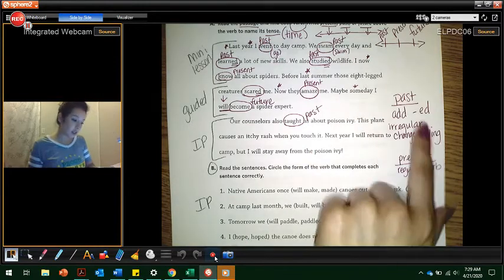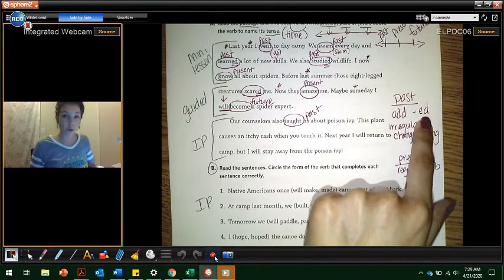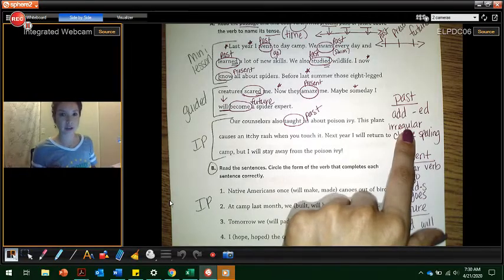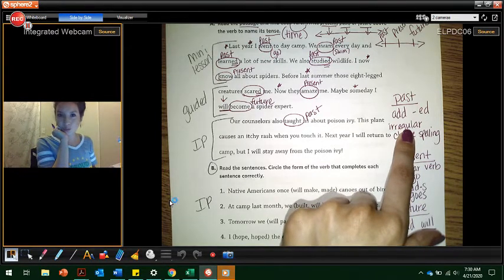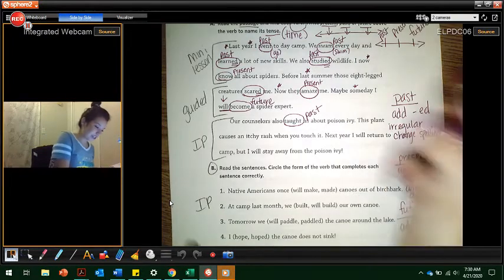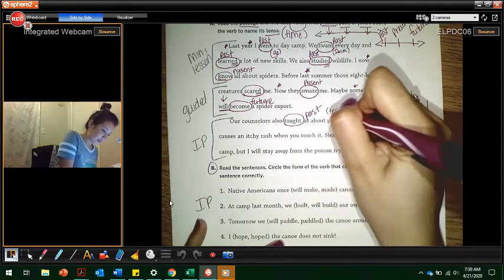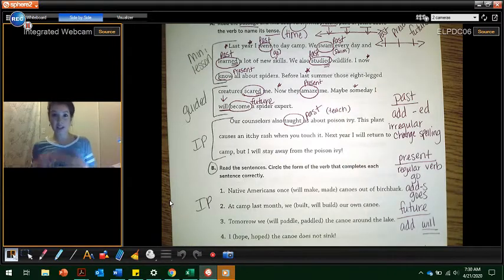And actually, did it add ed? No, so it must be an irregular verb. Here's the challenge. Do you know what the regular verb is? The present tense verb? It's teach. So I could say, today I teach you, yesterday I taught you about homophones, right? So that's how the verb changes to show the different time that it was happening.